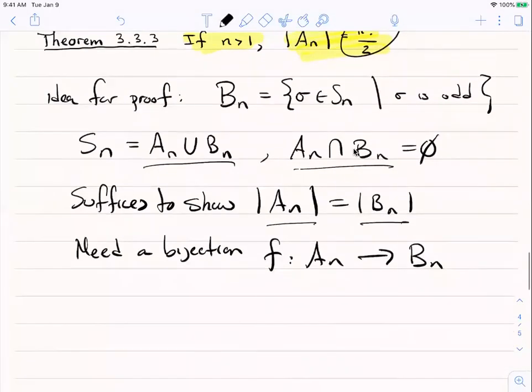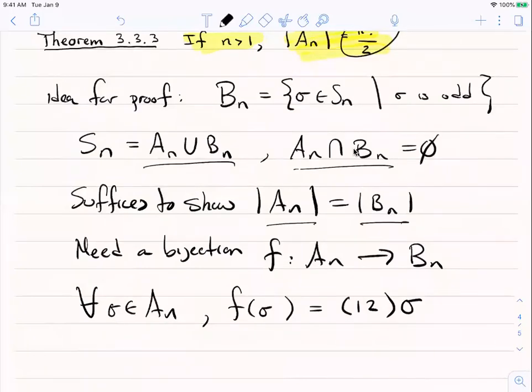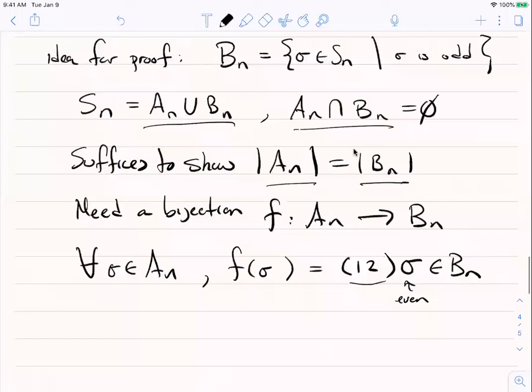So here's how we're going to proceed. For every, say, sigma in An, let f of sigma be the transposition 1, 2 followed by sigma. All right? So sigma is even. It has an even number of transpositions. I've just tacked on one more. Well, an even number plus 1 is an odd number. So this is an odd permutation. And then what do we got to do? We need to show it's 1-to-1 and onto.